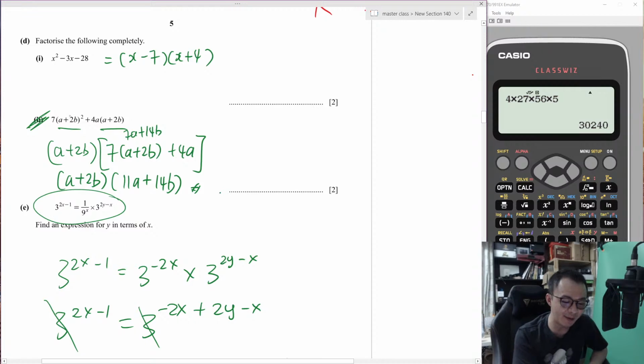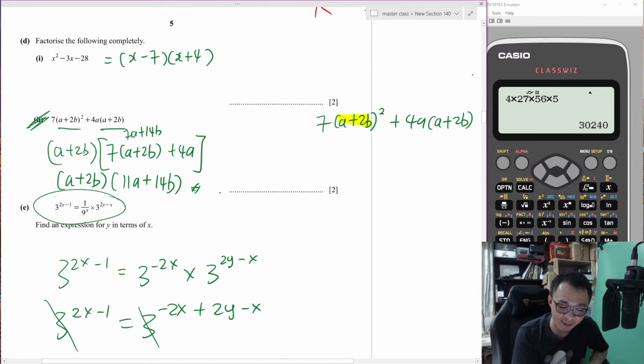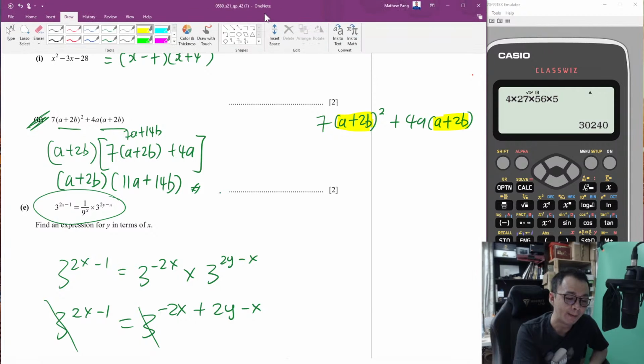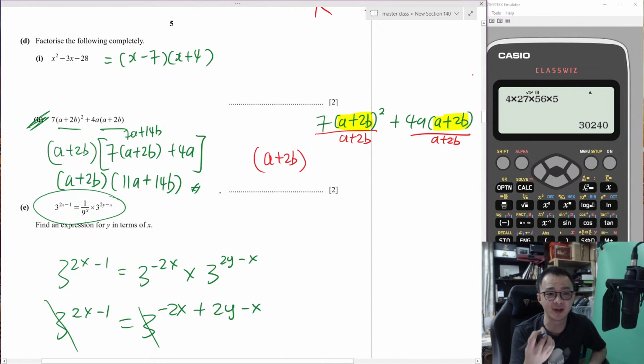Okay, so what I'm doing here is, because I know both terms have something similar. Both of them have a plus 2b. Here also has a plus 2b. So my logic here is I factorize out a plus 2b. When I say factorize out a plus 2b, what does it mean? I divide a plus 2b from the first term, and I divide a plus 2b from the second term. This is how we factorize out something.